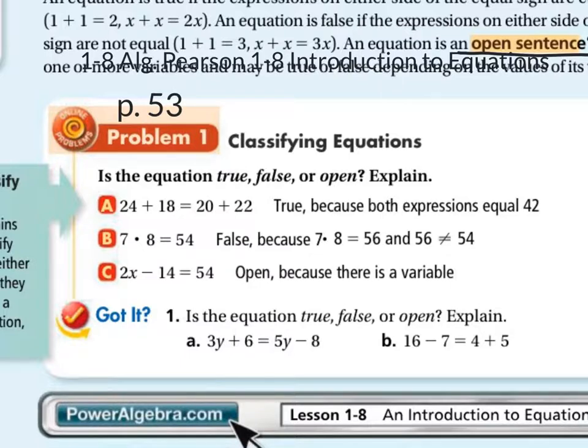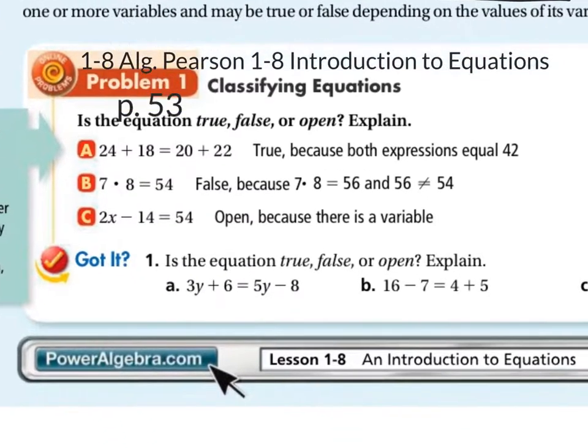And then part C, there's a variable here, and there's going to only be one value of the variable that'll make this work. So this is open. In other words, it could be true or it could be false, just depending on what the value of the variable is that we put in.